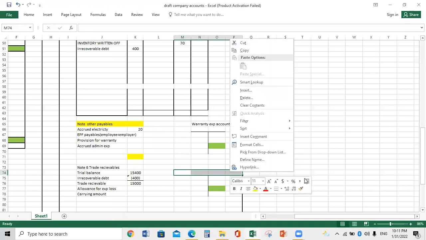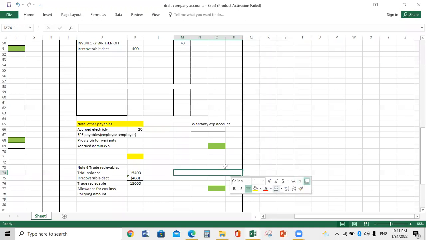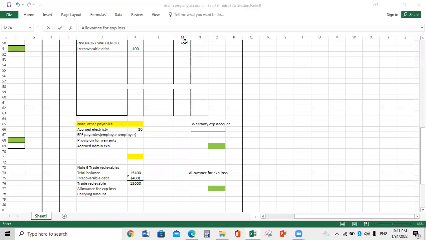Guys, first thing you have to do when you are drawing this allowance for expected loss account is check the trial balance for the opening allowance. Have they given any opening allowance? Okay, opening allowance, guys. Allowance for expected loss is a negative asset. Negative asset, guys, you have to write it in the credit side.